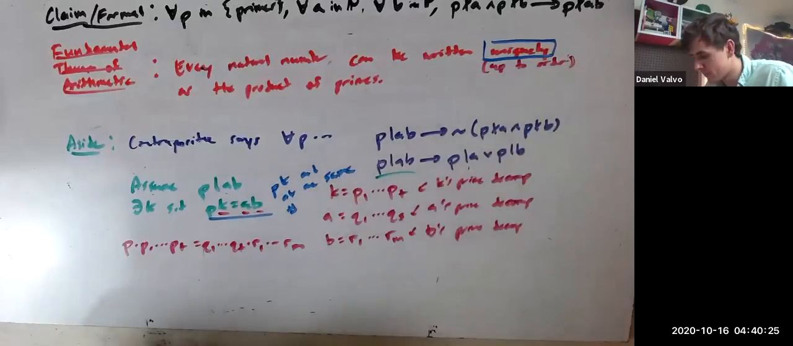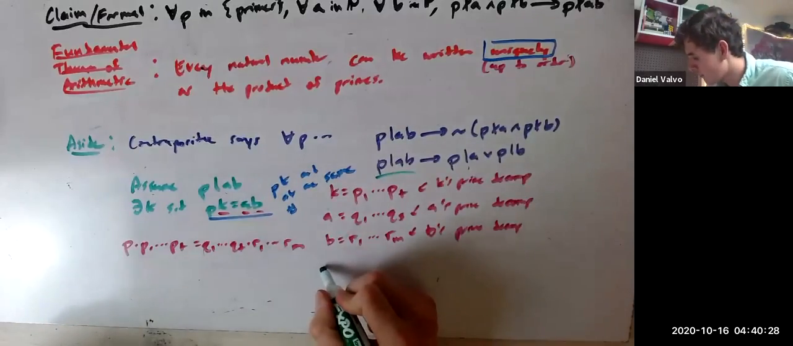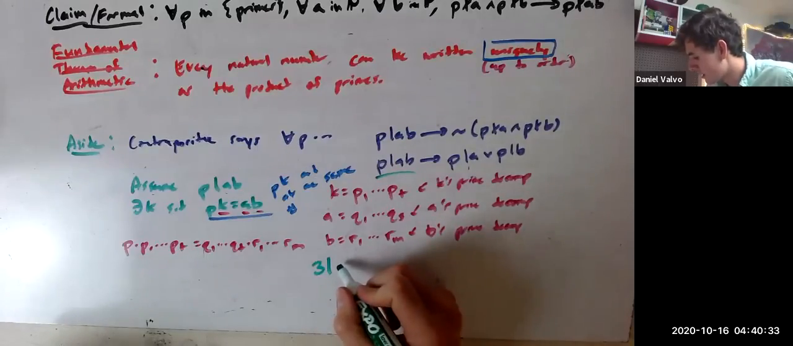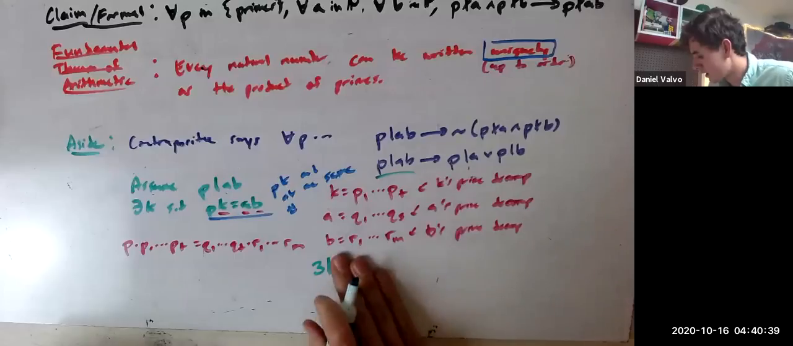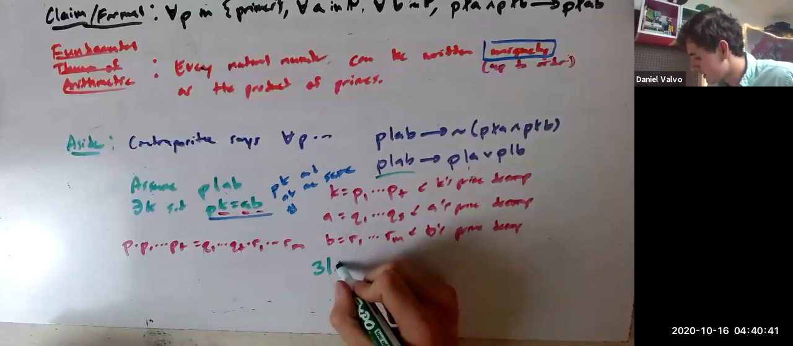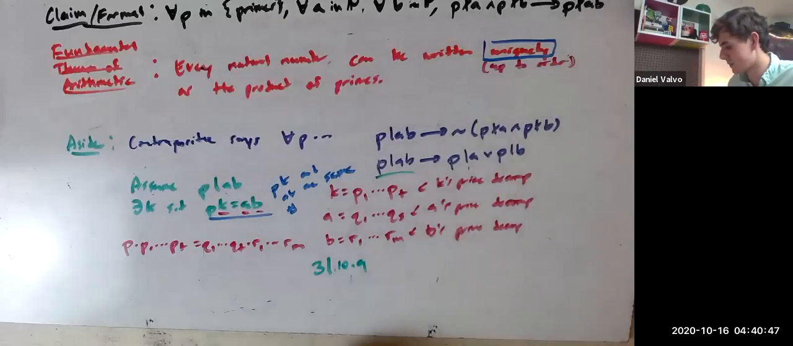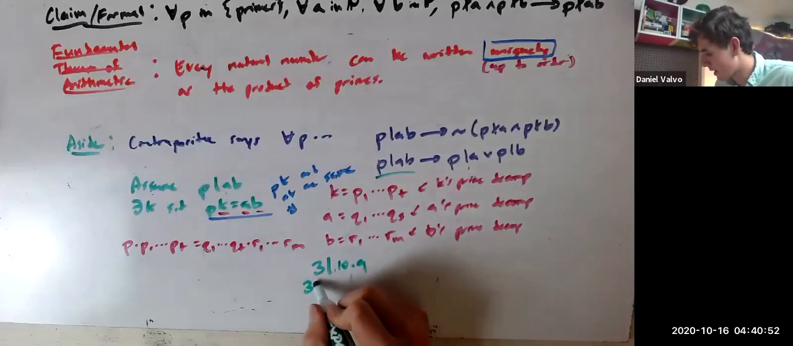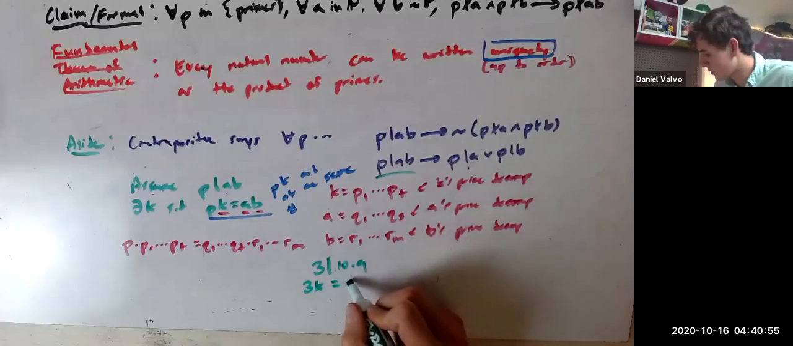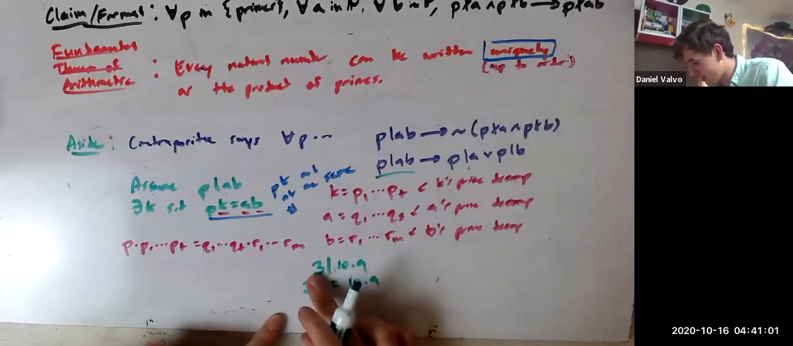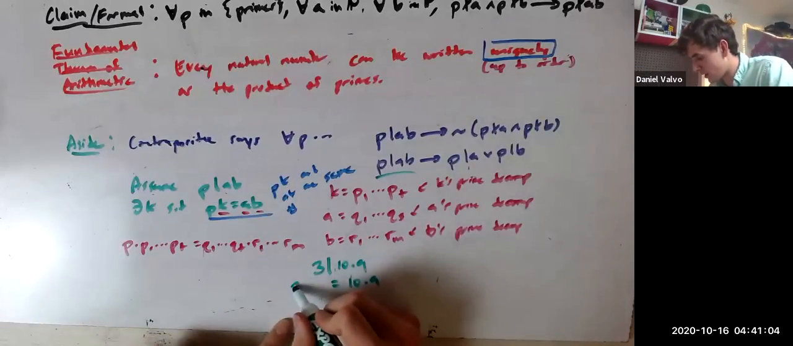Let me give you an example. For example, 3 divides 45. Or 3 divides 10 times 9, let's say. So that means there's some k such that 3k equals 10 times 9. And we just know 10 times 9 is 90, so that k is 30.